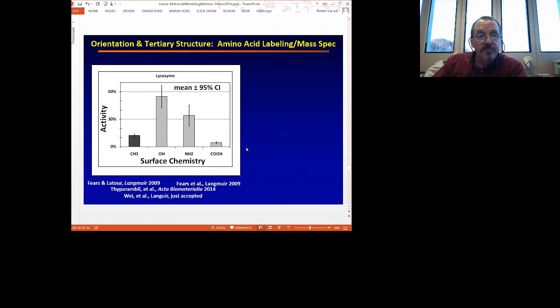And then this slide presents some bioactivity data and then some of our early amino acid labeling data. And here we had lysozyme again on different alkane thiol surfaces. And we'll look at the methyl surface versus the OH surface, where we see very big differences in the bioactivity of the adsorbed protein, adsorbed lysozyme enzyme.